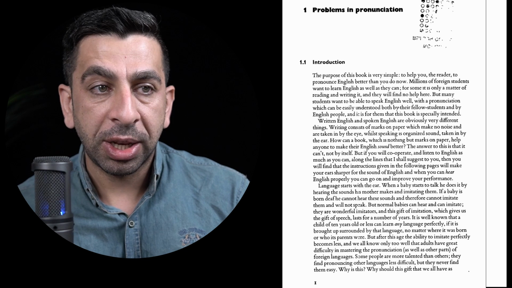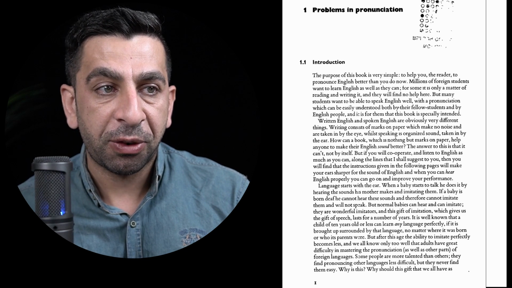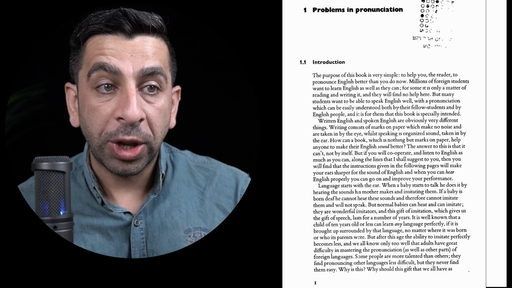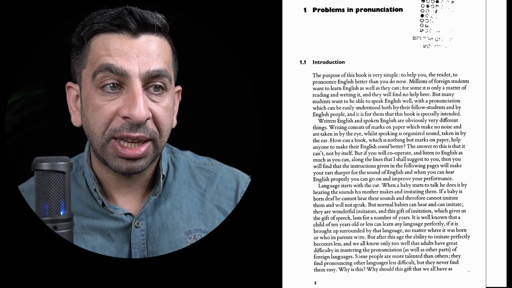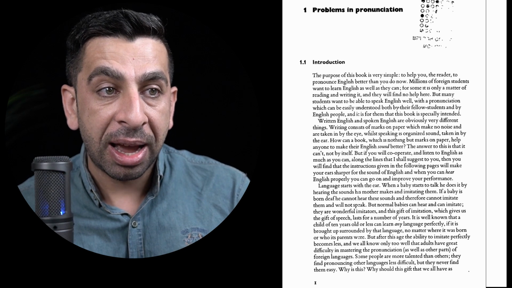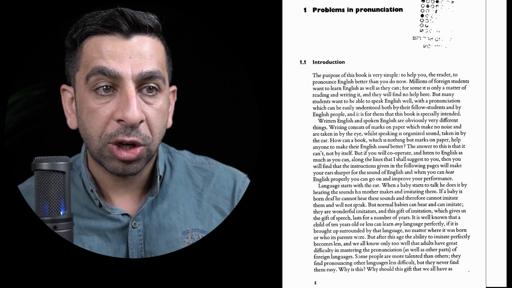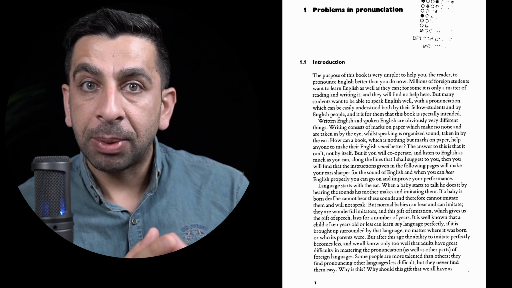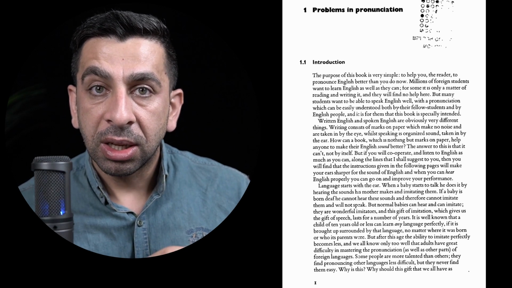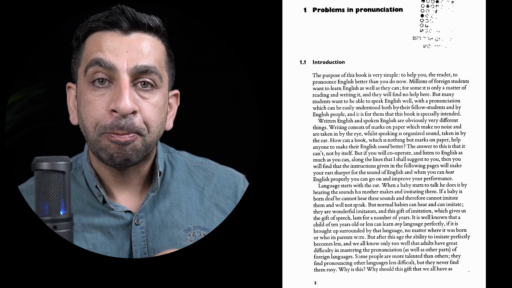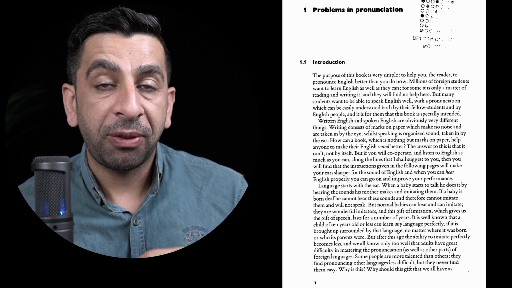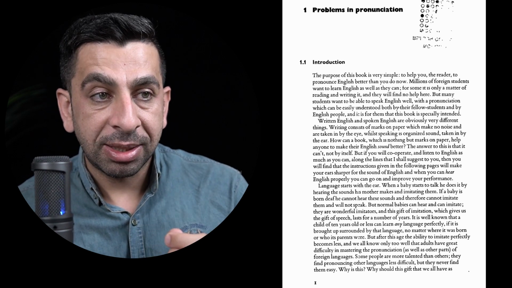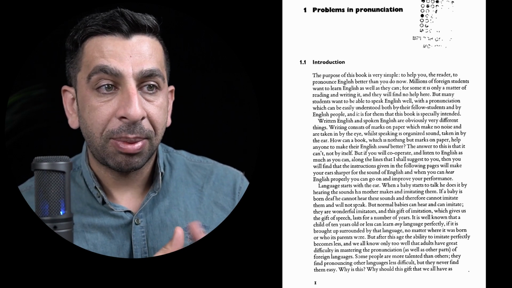Written English and spoken English are obviously very different things. Writing consists of marks on paper which make no noise and are taken in by the eye, whilst speaking is organized sound taken in by the ear. الفرق بين الكتابة اللي هي رمزيات تكتب على ورق وتمكن العين من فهمها، في حين أنه الصوت هو رمزيات صوتية ممكن الاستماع لها عن طريق الأذن حتى تتمكن من فهمها.